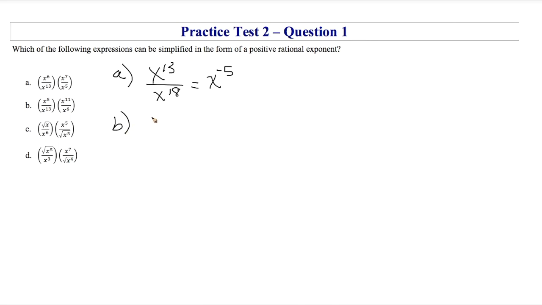B. In our numerator, we get x to the 16th over x to the 19th. Subtracting our powers, we get x to the negative 3rd.